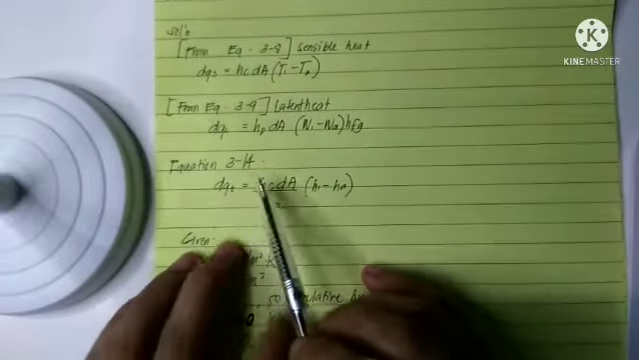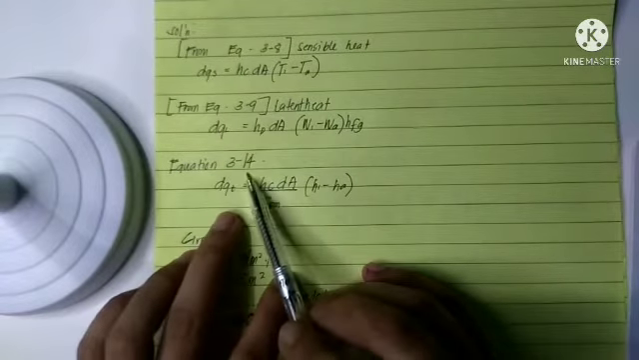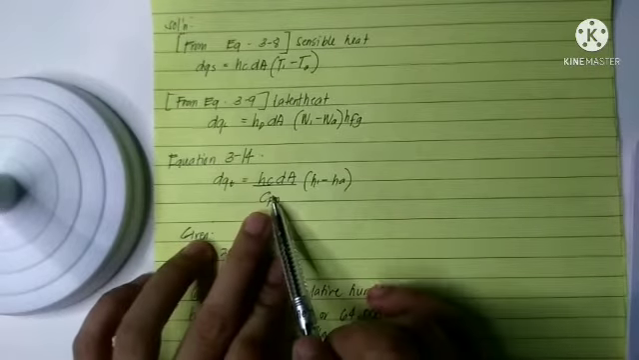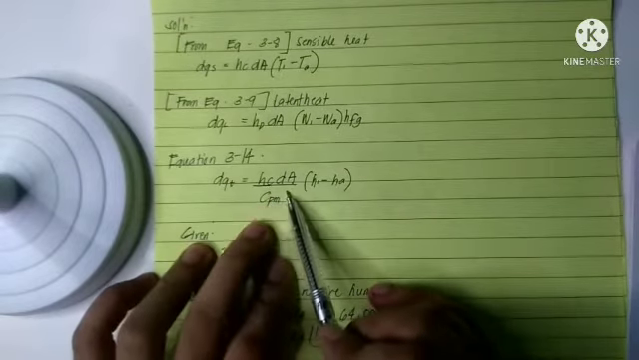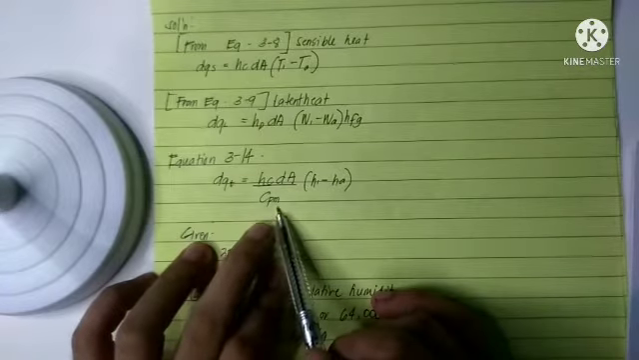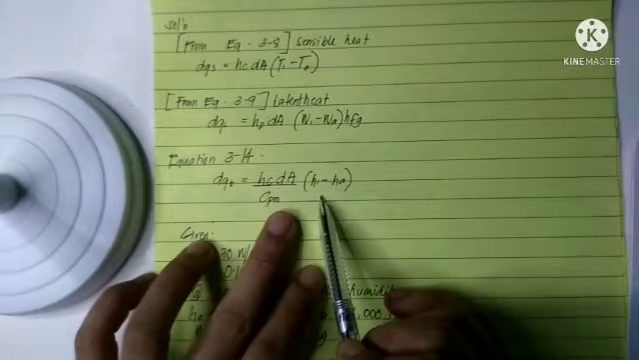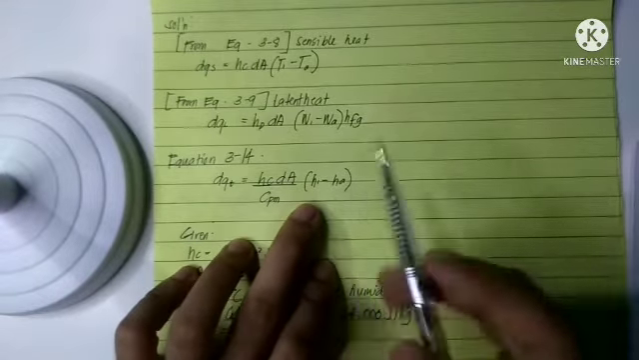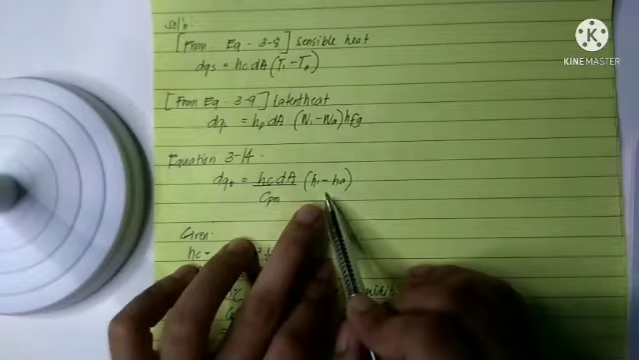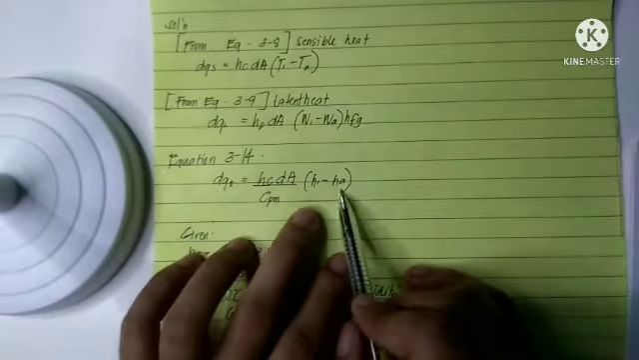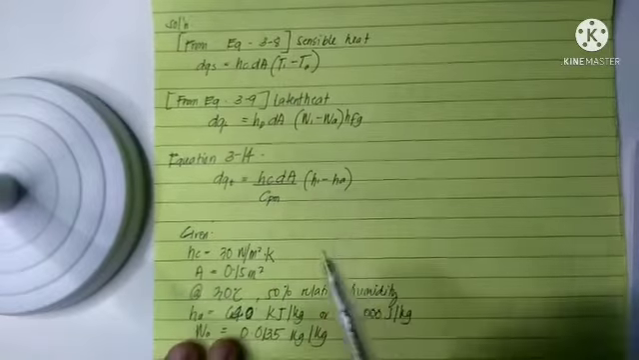Next, equation 3-14 for the total heat is equal to the convection coefficient times the area divided by the specific heat of the moist air, times the difference of the enthalpy of the air and the enthalpy of the wetted surface.